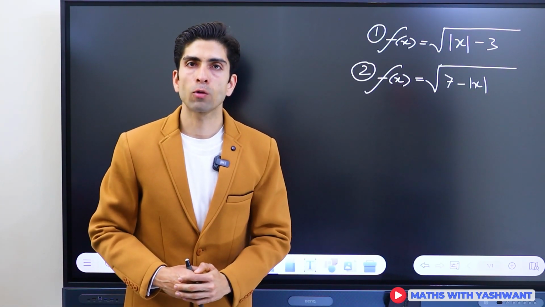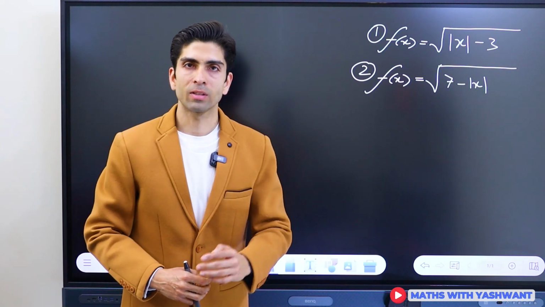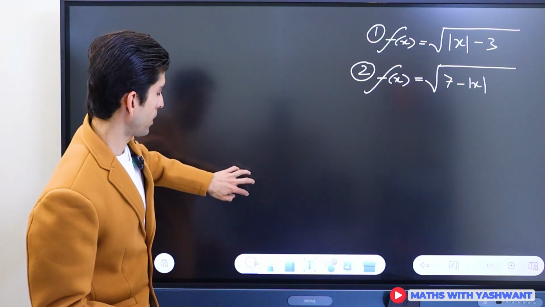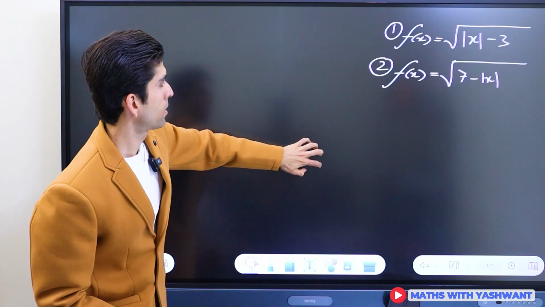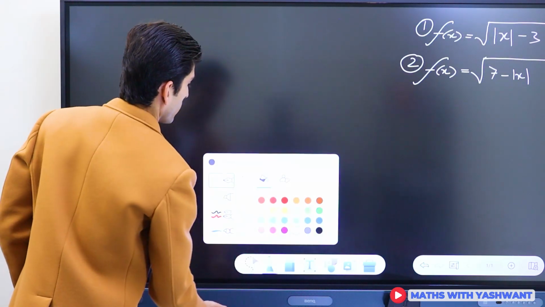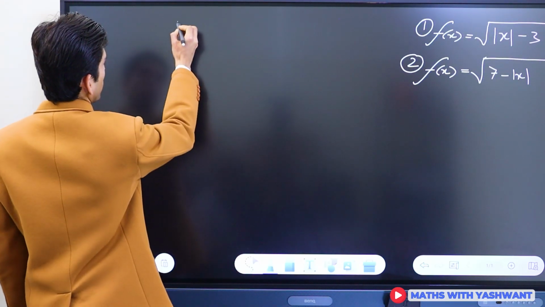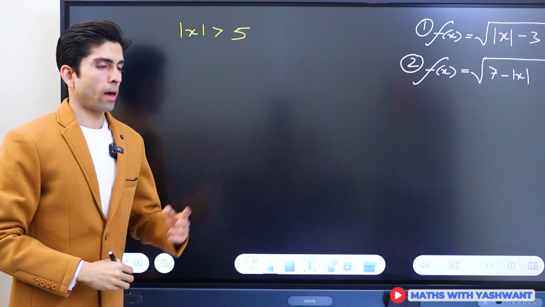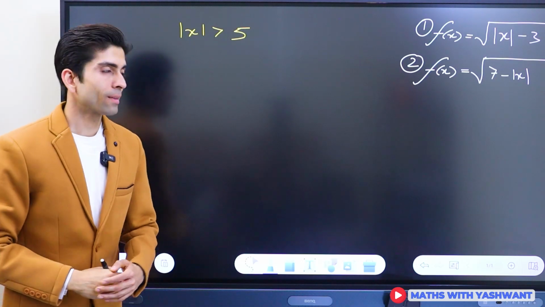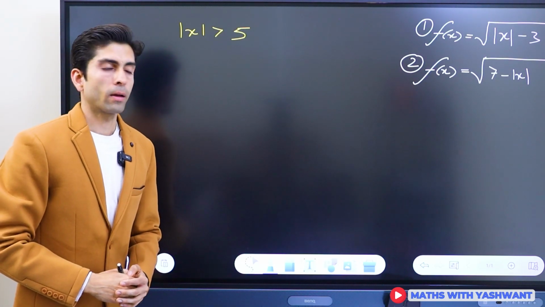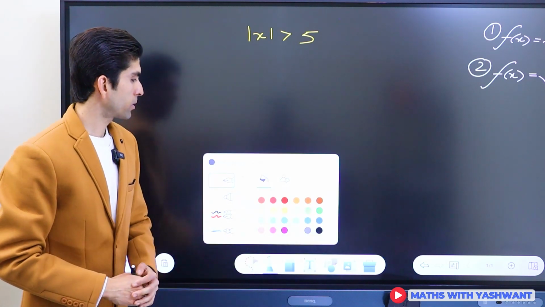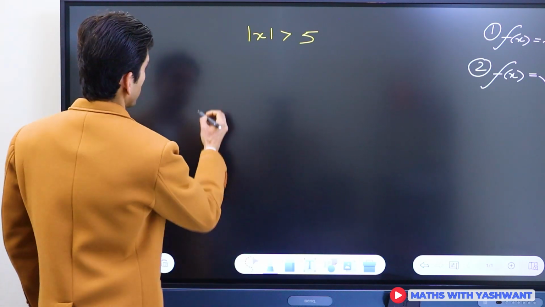Before we get into solving these questions, I would like to say a few concepts of the modulus function. Let's say we are given an inequality, modulus of x greater than 5. And we have to get the values of x that satisfy this inequality. So for this purpose we draw the number line.